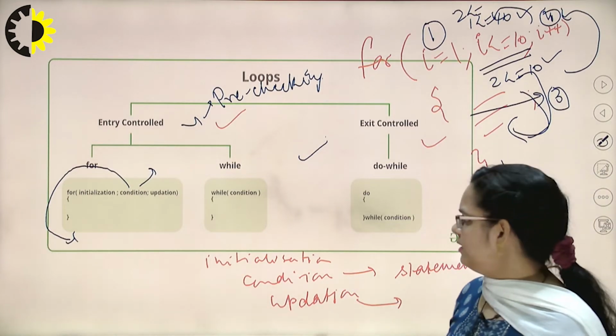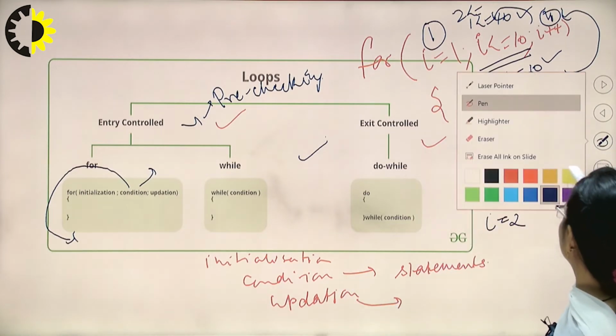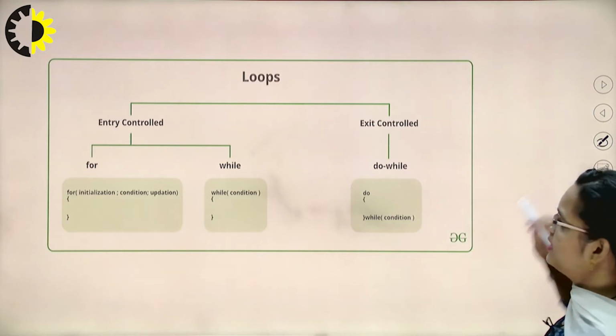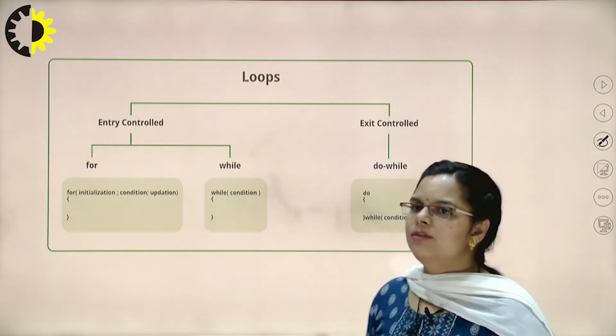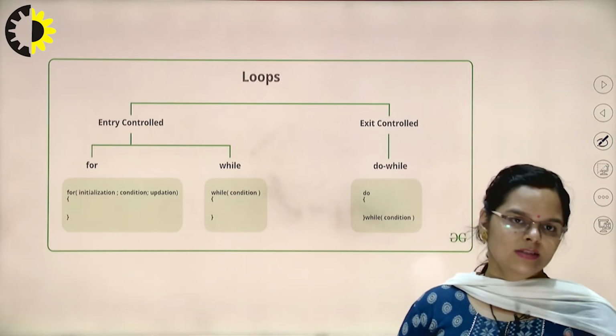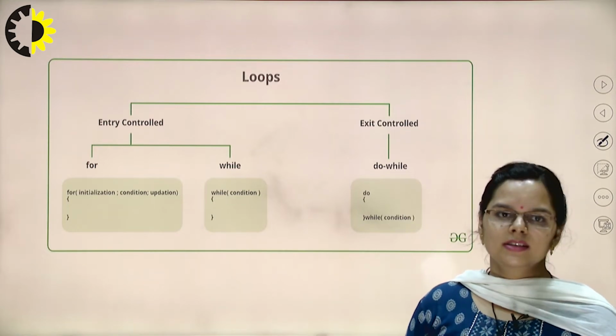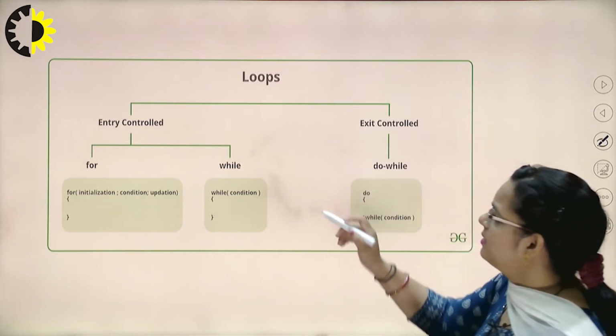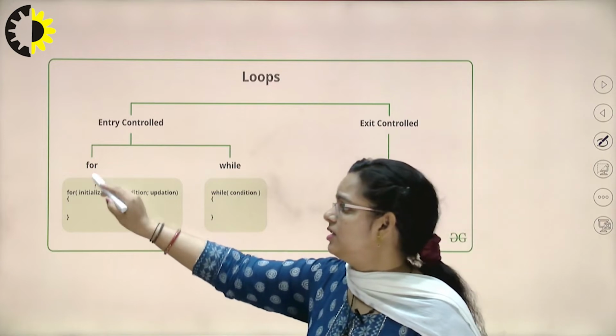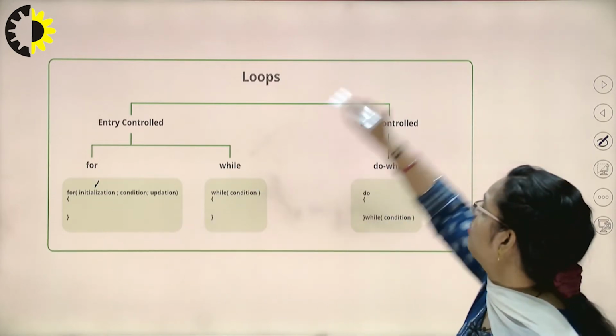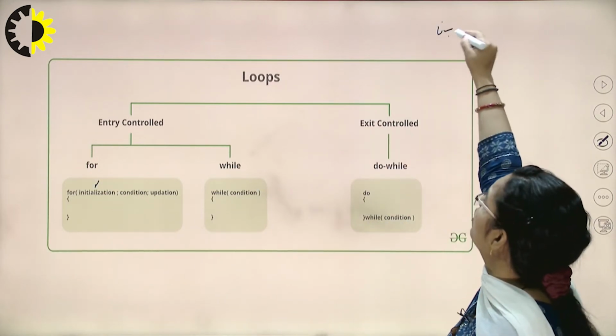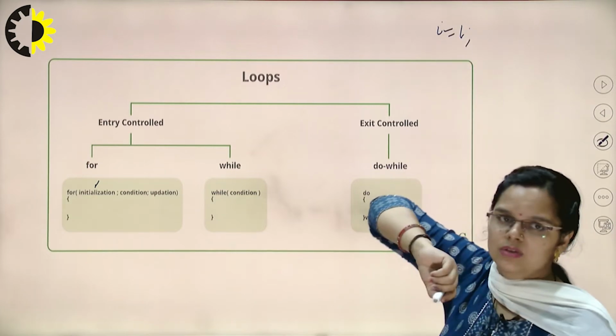Similarly, we have a very different syntax. Let me just erase everything over here. Similarly, the while loop. See, while loop and for loop, these are quite similar. Only the syntax is different. In the for loop, we have initialization inside the for loop, but in the while loop, the initialization is outside the loop.